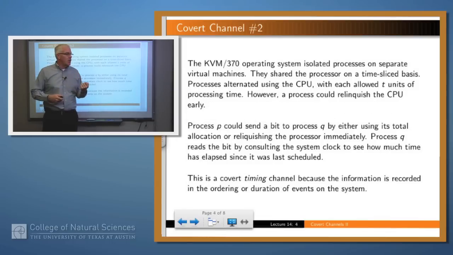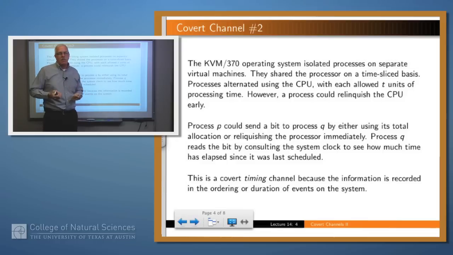Okay, covert channel number 2. Imagine you have two processes, P and Q, and they're not supposed to communicate with one another, but they're on a round-robin scheduling scenario. What that means is that P runs, Q runs, P runs, Q runs, and so on. Okay? Now imagine that they're allocated a particular quantum of time to run in each case, say T units, but it's possible that a process can give up the processor early. So maybe P runs for T units, and then Q runs for T units, and then P gives up the processor early the next time, so he only runs for 1 unit, and so on.